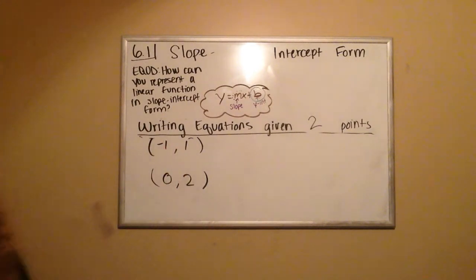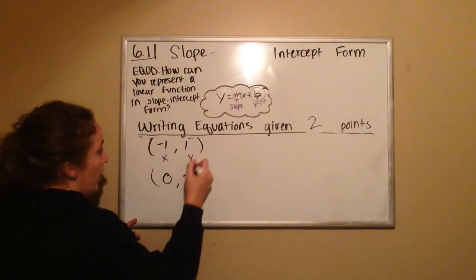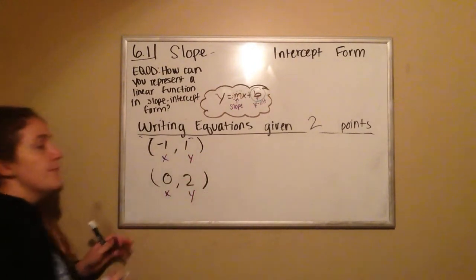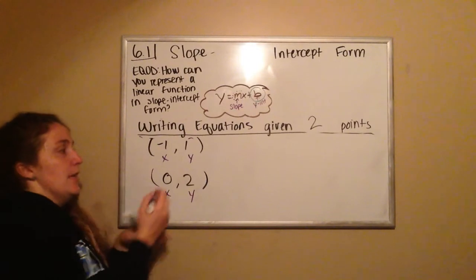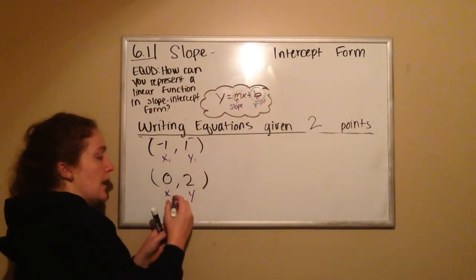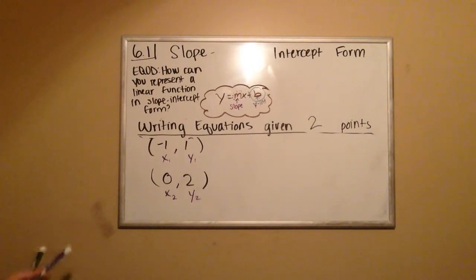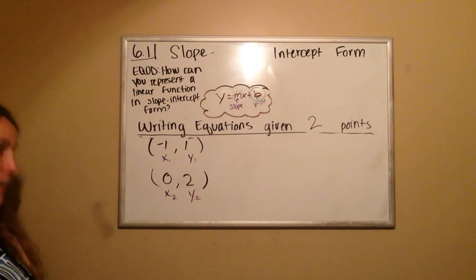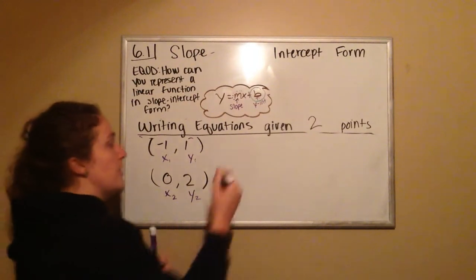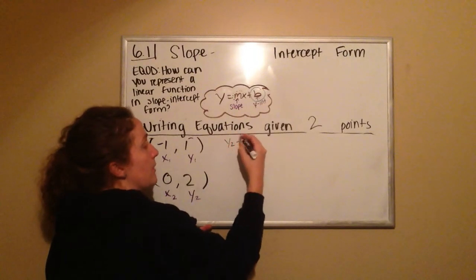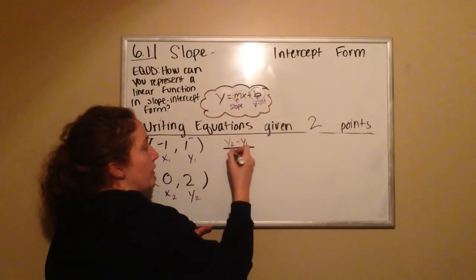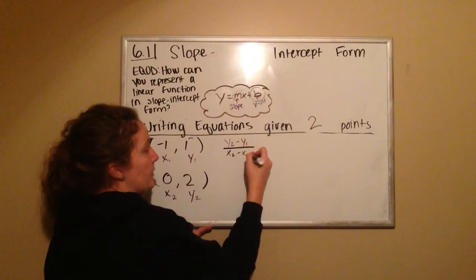Perfect. Okay, so we know that every time we're given coordinate points, they're always x and y. Always x and y, that's how it's always going to be. Okay, but let's distinguish between the x's. Let's call these 1s and these 2s. Okay. So there is actually a way that we can find the slope given 2 points, right? That's kind of how we learned how to find slope. There's this equation, y2 minus y1 over x2 minus x1.